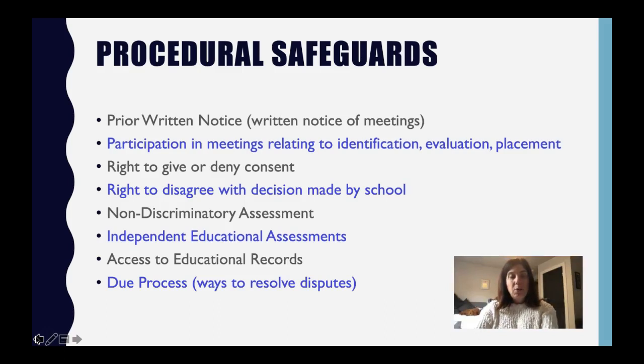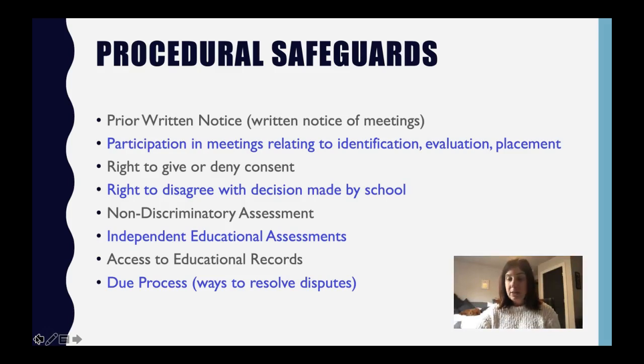So procedural safeguards, a little bit more about that. Again, there's a prior written notice that we talked about earlier in the semester, and that's a written notice of meetings. Any change of placement or change in the IEP needs to be written down and sent to the parents in something called a prior written notice. That is included in the procedural safeguards. Participation in meetings relating to identification, evaluation, and placement. So parents and families need to be invited and actively participate in those meetings. The right to give or deny consent for anything in the IEP and in evaluations.